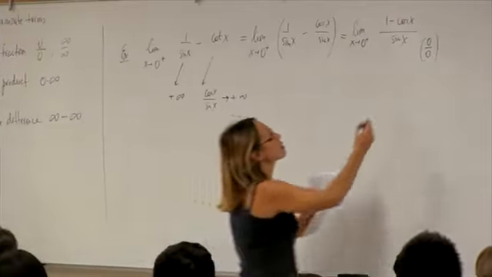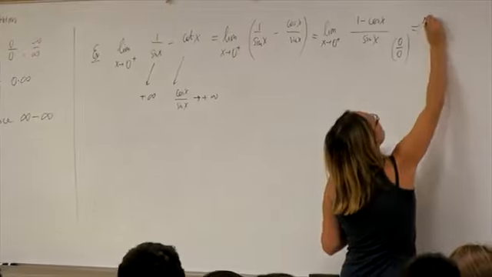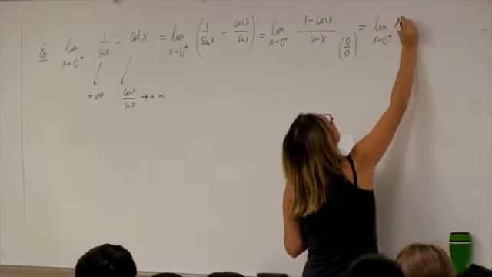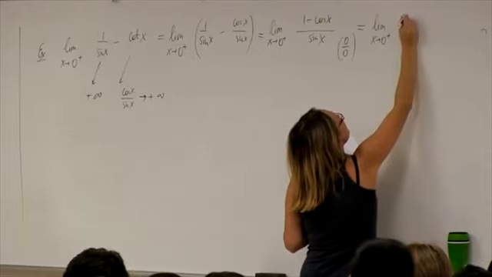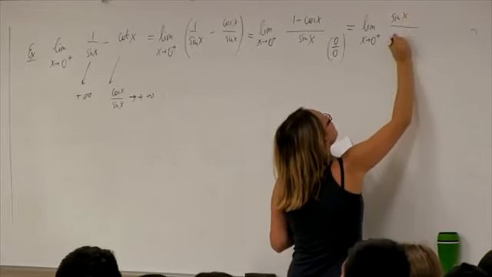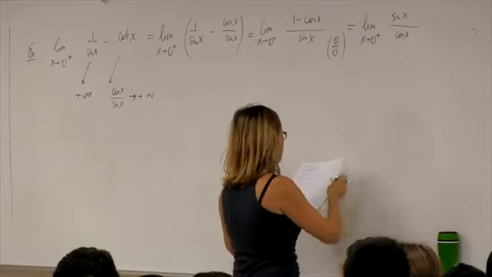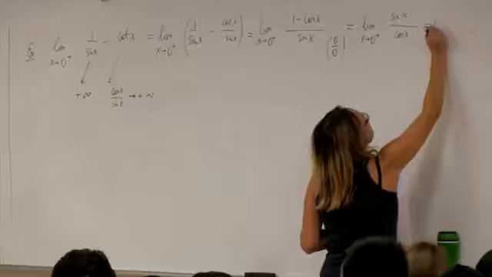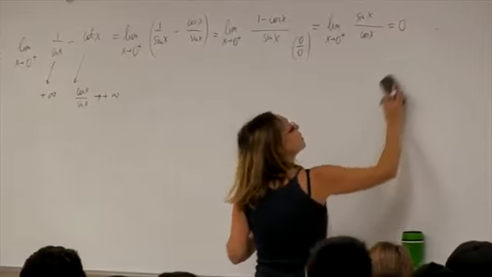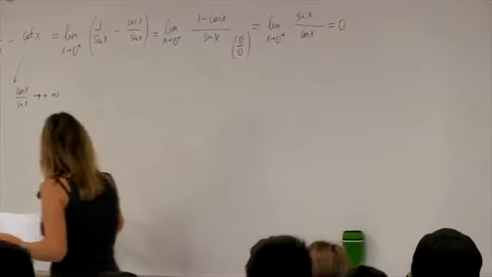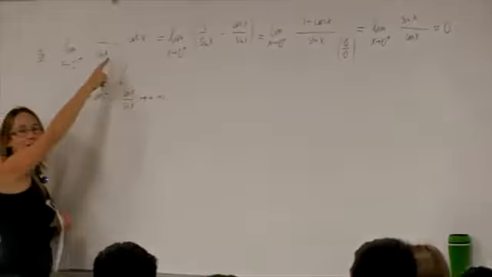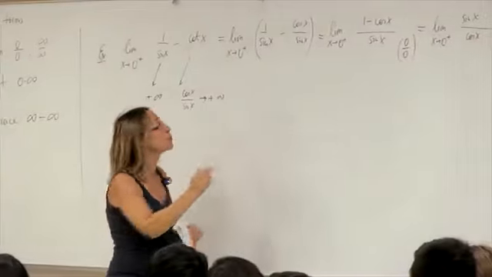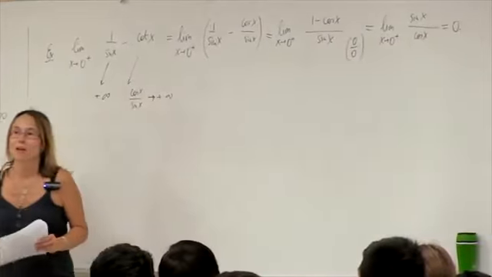And now it's L'Hopital. So we have the limit of sine x over cosine x, by taking the derivative, and this is 0. So it's quite interesting because we take a really, really large number, subtract another really, really large number from it, and they turn out to be exactly the same, although they are not, right?